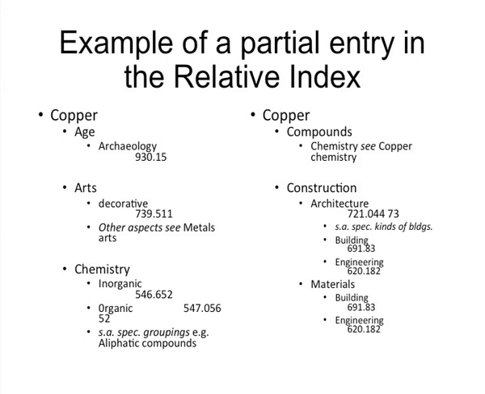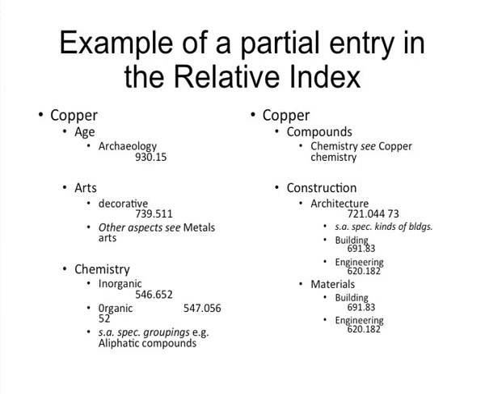This subject, copper construction, is again subdivided into architecture, 721.04473, meaning architecture in copper construction. Then, see also specific kinds of buildings. SA is the short form for "see also", for different kinds of buildings, for example hospital building, university building. We should see also these related subjects. So, the index guides us to see specific kinds of buildings also.